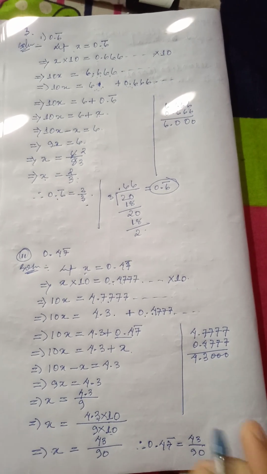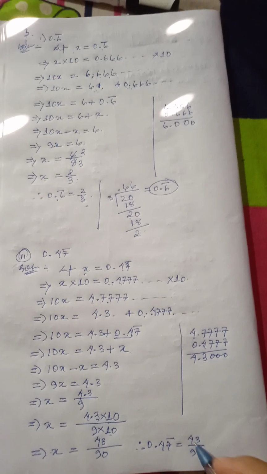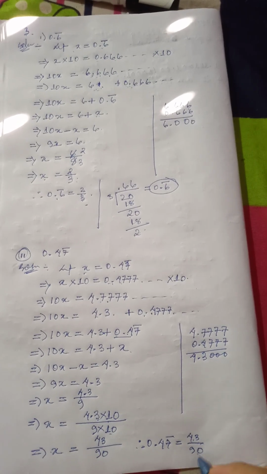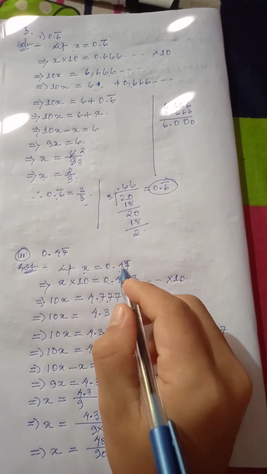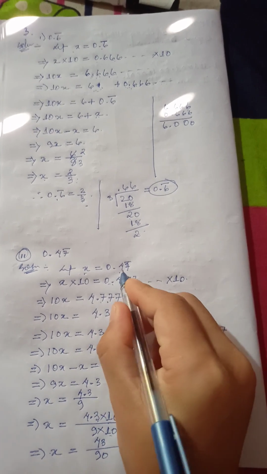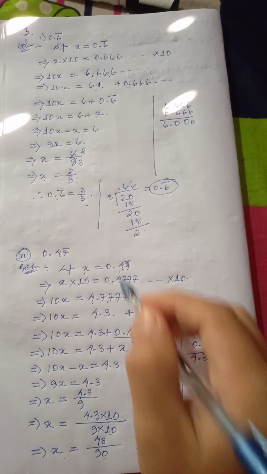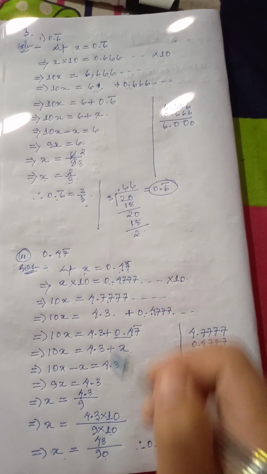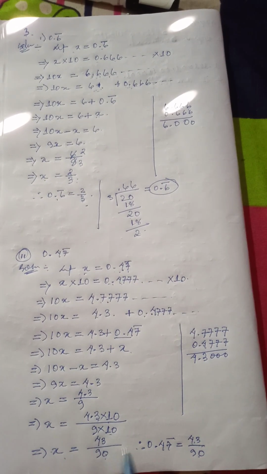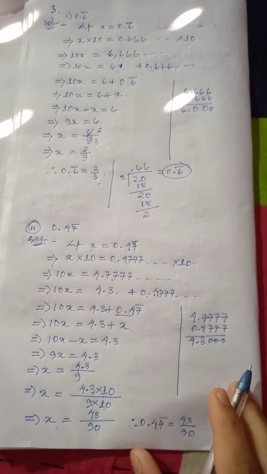Okay, same as the one that we did here. If you divide this 43 by 90, then you will get the same. Okay, that means you will get this decimal expansion just because this x is equal to this number. All right, actually we are expressing this decimal expansion in the form of p by q. Okay, so this is all that the question has asked us to do.